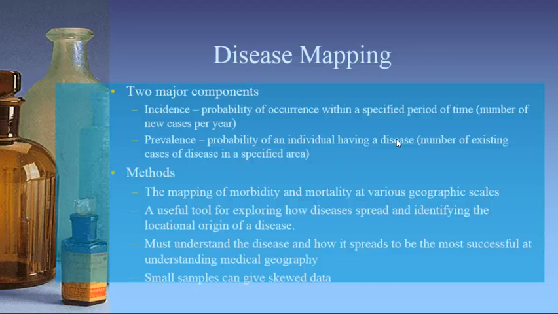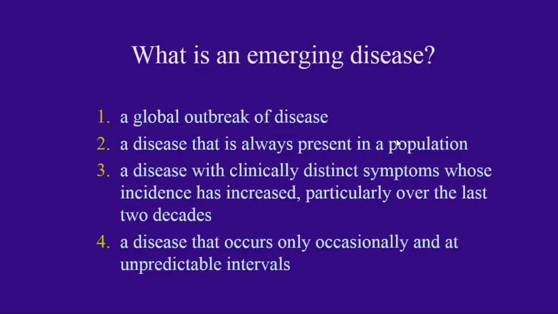The other thing that you need to keep in mind is that small samples can give really skewed data. So if you have an incidence that's really small, sometimes it's very hard to get an accurate map, and this is going to be true especially for emerging diseases. So here's your first question. What is an emerging disease? A global outbreak of disease, a disease that is always present in a population, a disease with clinically distinct symptoms whose incidence has increased, particularly over the last 2 decades, or a disease that occurs only occasionally at unpredictable intervals.